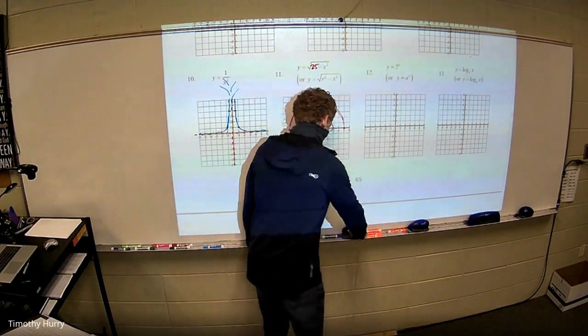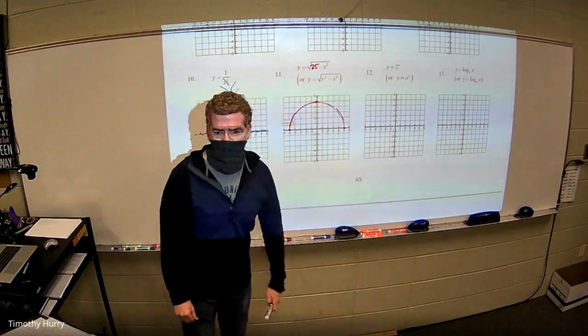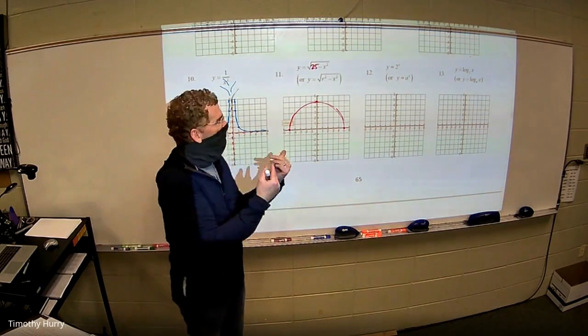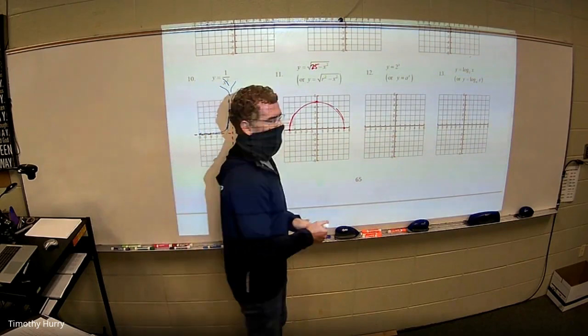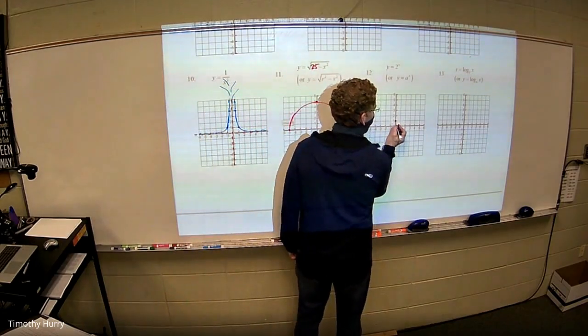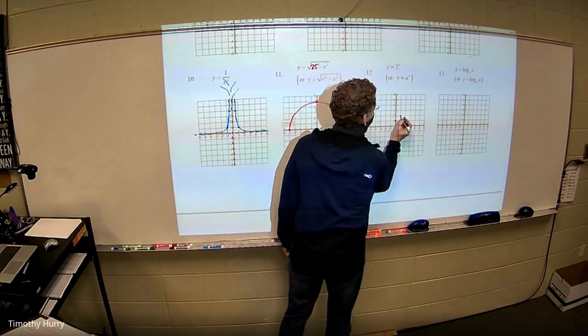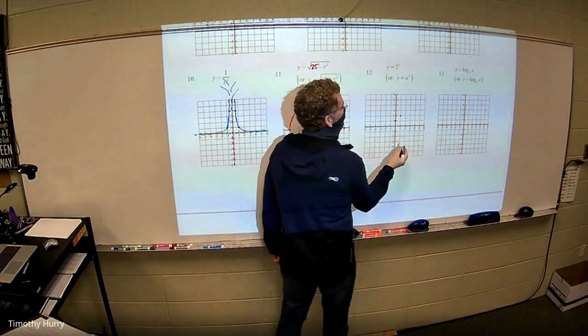Anyway, whatever. All right, so y equals 2 to the x. But to graph it, it's easy to plot points, right? What happens if I plug a 0 in there? What's 2 to the 0? So if I plug a 0, I get a 1. If I plug a 1 in there, I get a 2. If I plug a 2 in there, I get a 4.